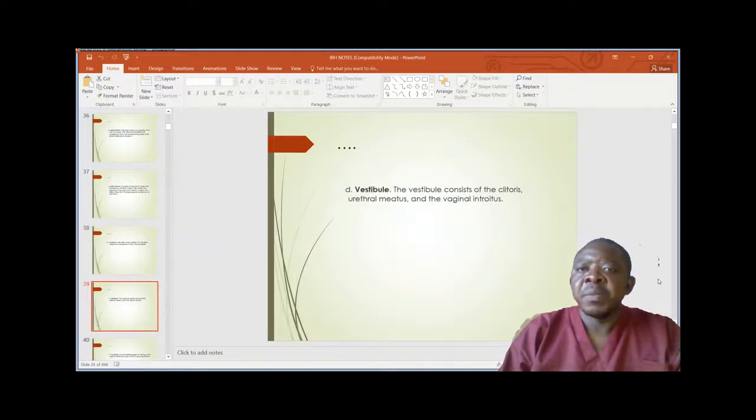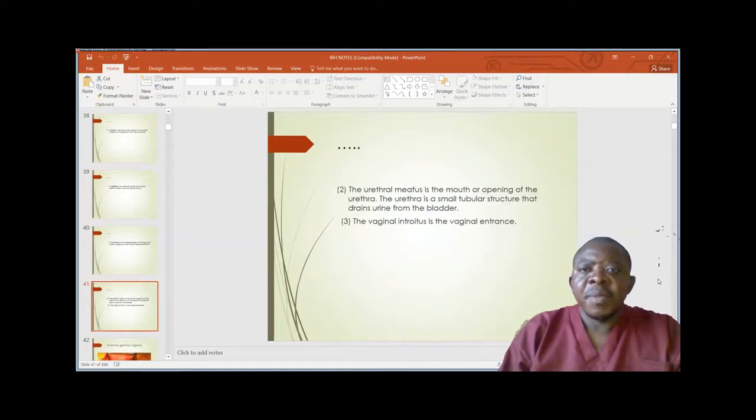Vestibule. The vestibule consists of the clitoris, urethral meatus, and the vaginal introitus. The clitoris is the short erectile organ at the top of the vaginal vestibule whose function is sexual excitation. The urethral meatus is the mouth or opening of the urethra. The urethra is a small tubular structure that drains urine from the bladder. The vaginal introitus is the vaginal entrance.